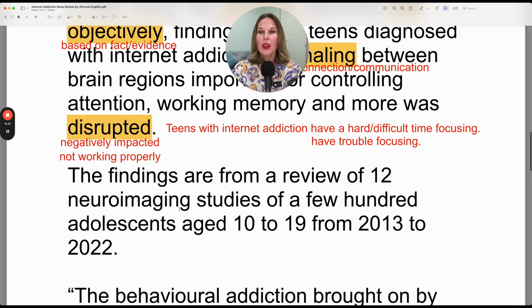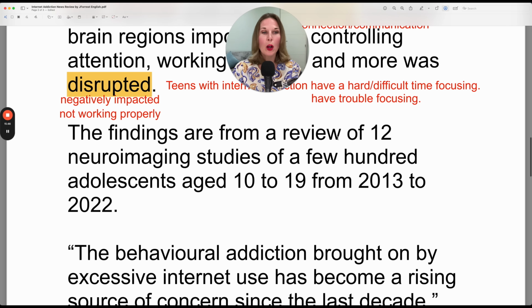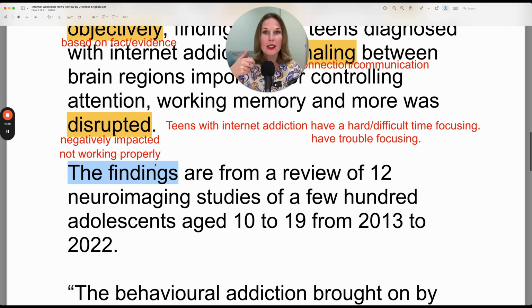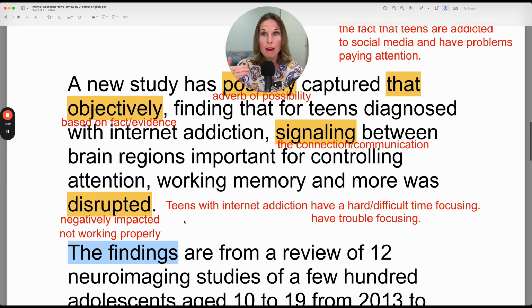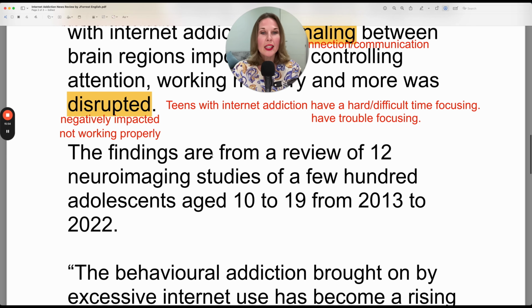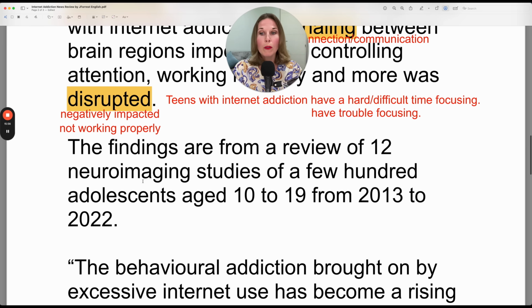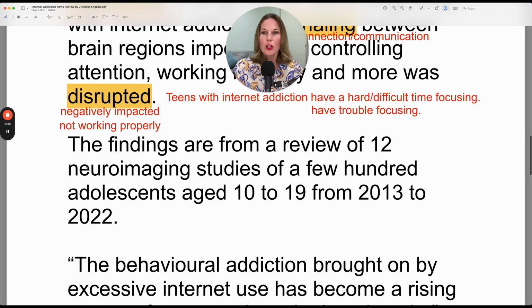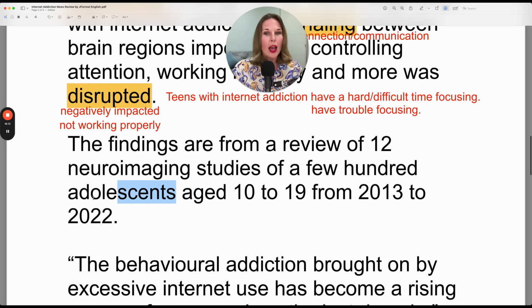Let's continue. The findings are from a review. So the findings represent the information they found in the study. So the findings are from a review of 12 neuroimaging studies. So imaging means X-rays to take pictures of, and then neuro represents your brain. So pictures of your brain. Review of 12 neuroimaging studies of a few hundred adolescents.